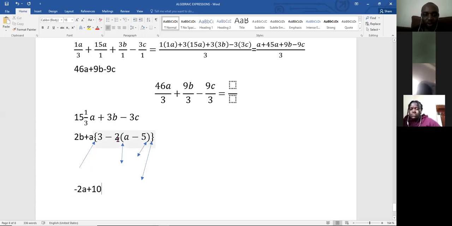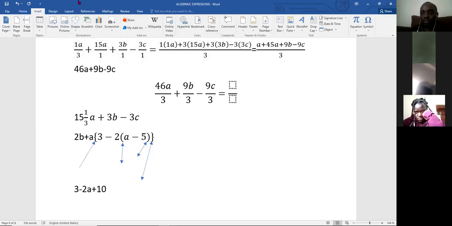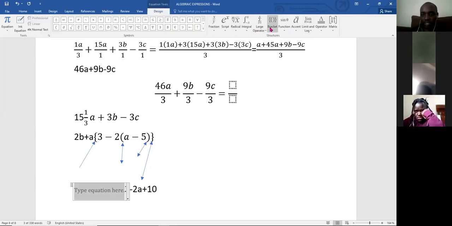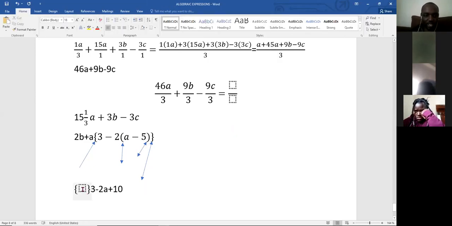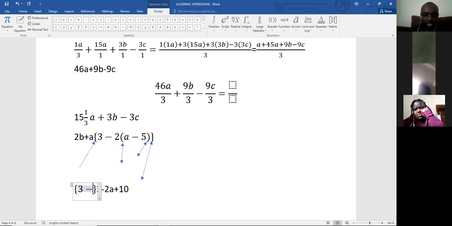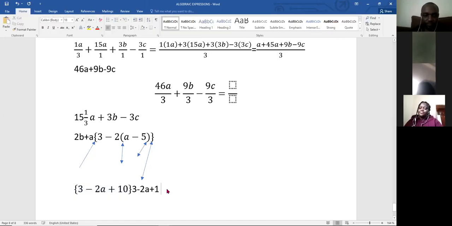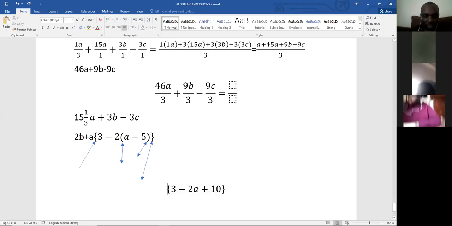So what was before here? You had 3, so you return the 3 here. And then you now put your big bracket here, you can now insert the bracket. So in this bracket here, we have now 3 minus 2A plus 10. Okay. And then whatever is outside the bracket here is what? 2B.